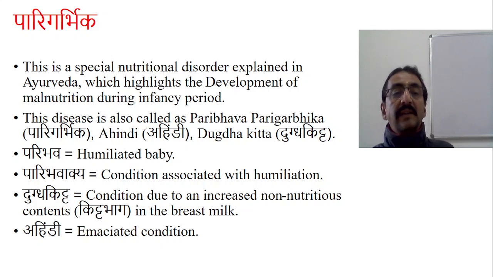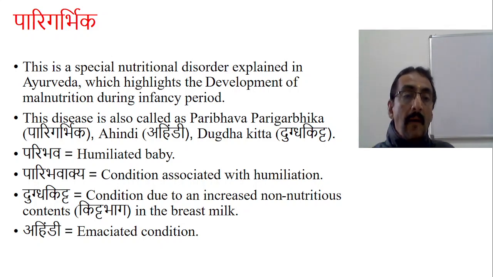This may be taken as a condition due to increased non-nutritious contents in the breast milk. We can take this meaning: if the infant is consuming breast milk which is not rich in nutritious things, rather it is rich in non-nutritious, unwanted things, and the baby continuously consumes such breast milk, that baby may develop a malnutrition-like condition in future. Therefore it might have been given the name Dugdha Kitta. Similarly, there is another name, Ahindi. The word meaning of Ahindi is emaciated condition. Again, in case of malnutrition, we will have an emaciated condition.